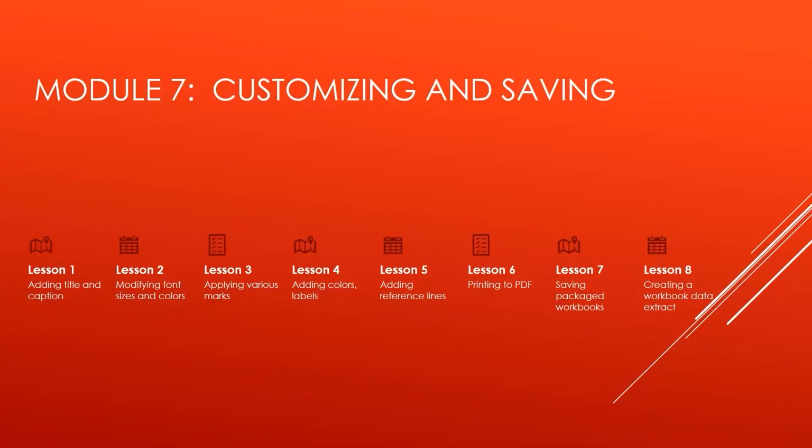In this module, we learned how to separate the title from the Sheet tab name by adding a title, by editing the title, and then we also added a caption which shows at the bottom of the visualization screen. And we got into some more of modifying font sizes and colors, and we did that by using the Format pane on the left side for the font sizes. And then we also used colors using the color marks on the marks card. We applied more marks to the visualization. We added some colors to those marks and labels.